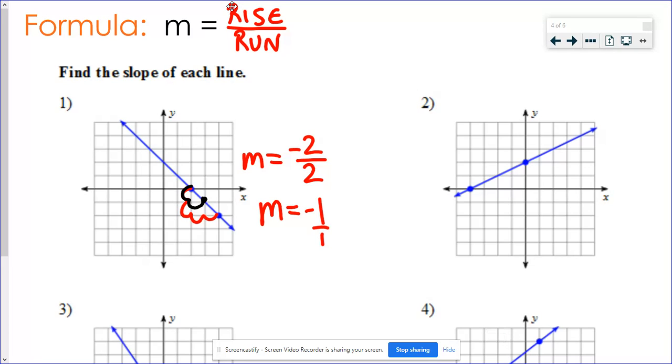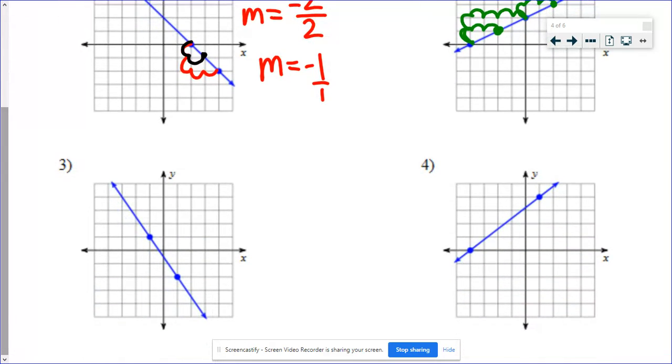Number 2 has a positive slope. It's going uphill. So I'm going to go up 2, and I'm going to go sideways 1, 2, 3, 4. 2 over 4 can be simplified. That's going to be 1/2, which means I could have gone up 1 and over 2, and right there's another point. Or I could continue that, go up 1 over 2, get another point. Up 1 over 2, get another point.